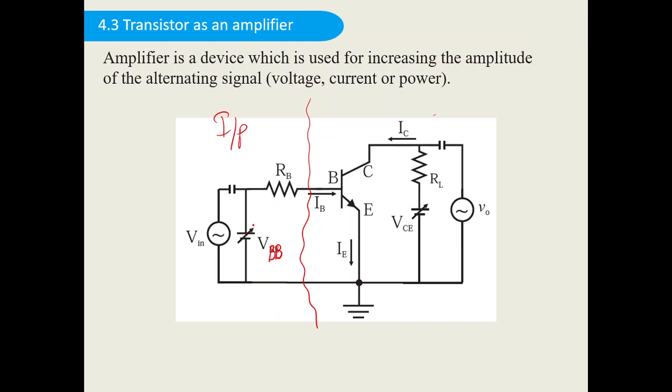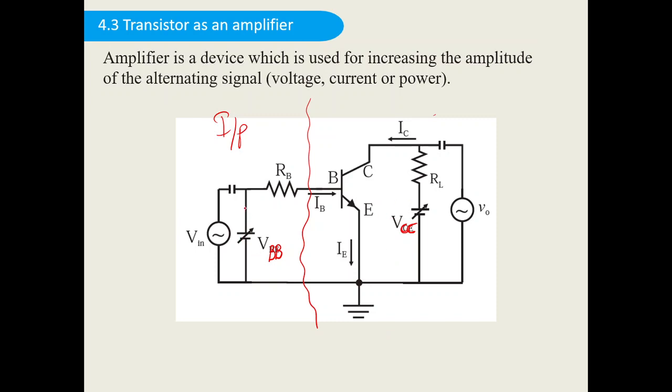We require a variable voltage in order to supply to the base. So this is the VBB voltage and this is the VCC voltage, not VCE voltage. This is the VCC voltage. Okay, all of you please do the correction. There is a lot of correction in the textbook. So this is the VCC and this is the VBB.